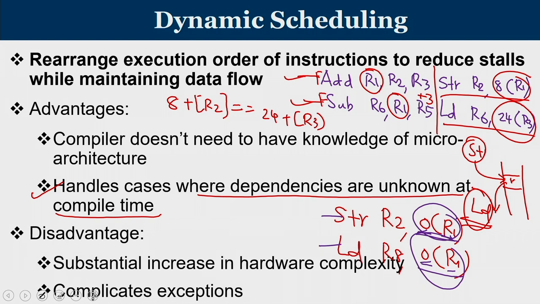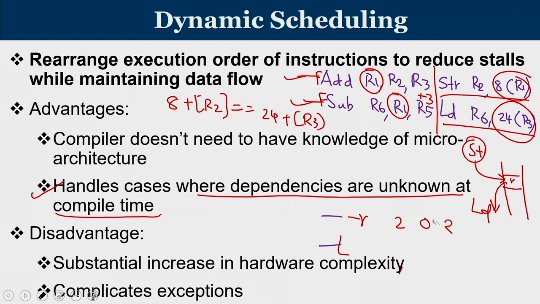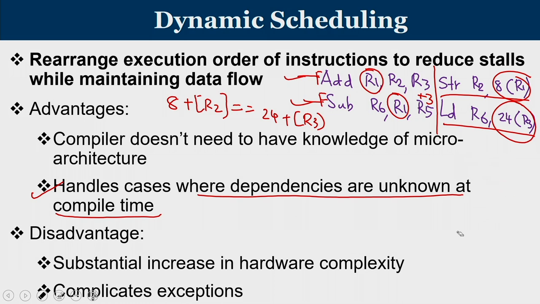Now, what are the disadvantages of hardware scheduling? There is a substantial increase in the hardware complexity. That is one thing. Our hardware is going to have more complexity because the hardware needs to understand hazards and needs to have mechanisms by which it will try to reorder the instructions, and then whenever there is an exception, that is also going to complicate the scenario.